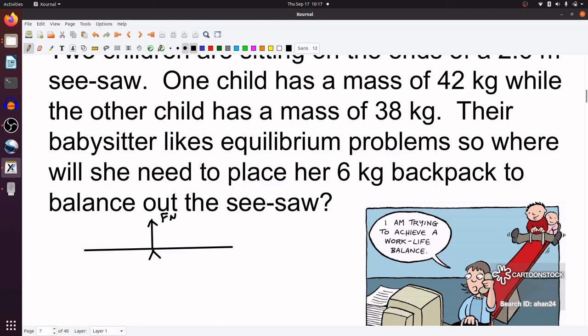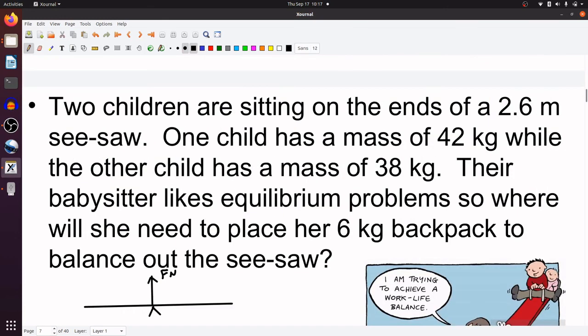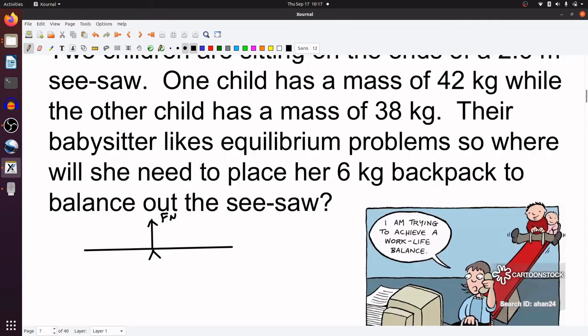Okay, and then we know a few things. We know the whole thing is 2.6 meters. We know one child has a mass of 42, the other one has 38. So we assume they sit on the end of a seesaw because that's how it works. So I'm going to call this side M1.